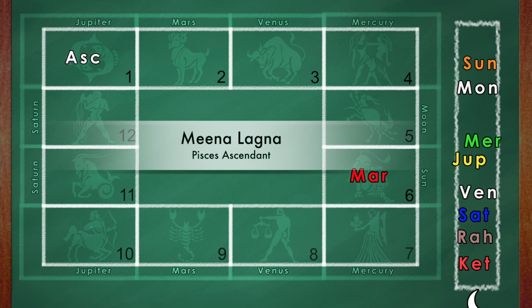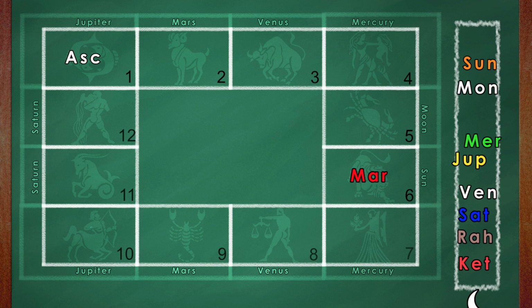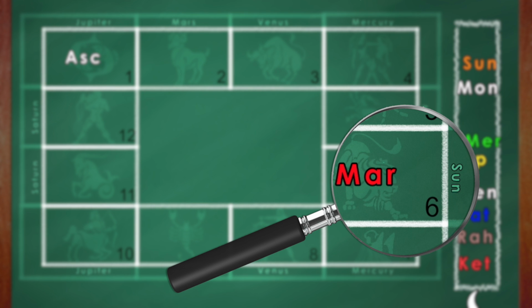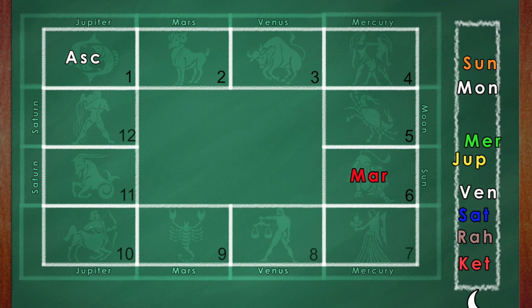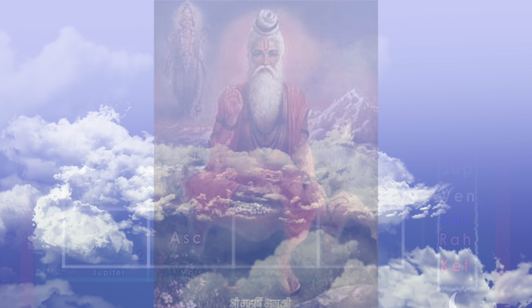This is the last of the 12 possibilities. Meena Lagna, Pisces Ascendant, and Mars is in the sign of his friend, the Sun. Here you can say that Sun is also a natural malefic. Sage Bhrigu hints that this person will have most of the plus points of Mars being in the 6th house, especially related to victory over enemies and competitors.